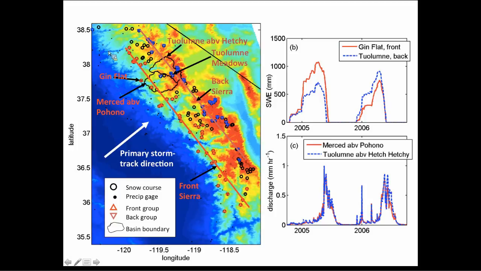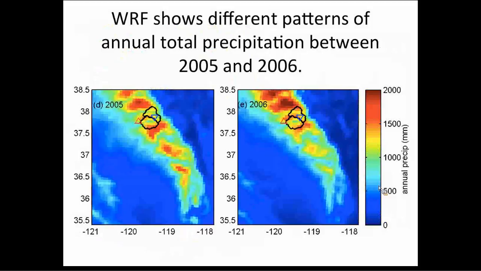You can see in 2005, they look like they're the same basin. They just plot right on top of each other. In 2006, you're getting about 15% more runoff, particularly through Hetch Hetchy in the Tuolumne. That was the same year that you saw significantly more snow in the back gauge. So what we're doing is trying to analyze how this is happening dynamically, and it turns out that these were very different storms.